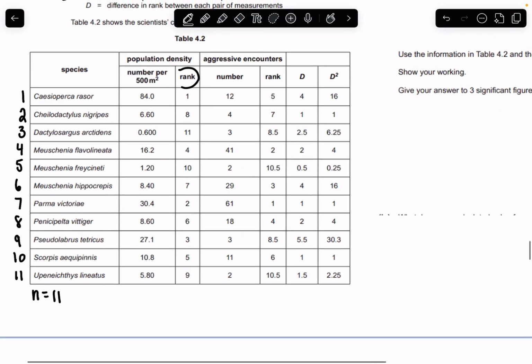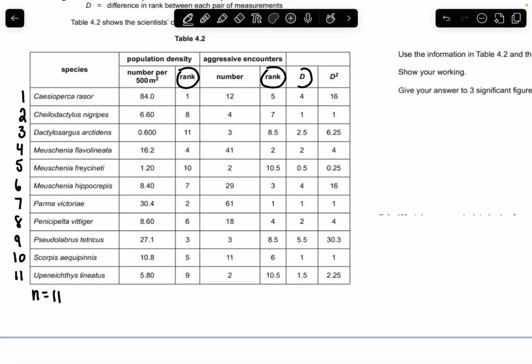Notice the rank here. Not all the time will Cambridge give you the rank. You may have to rank some of the numbers, and we'll take a look at a question where we need to figure out the rank. But keep in mind the rank is going to follow 1 through 11 for this one.